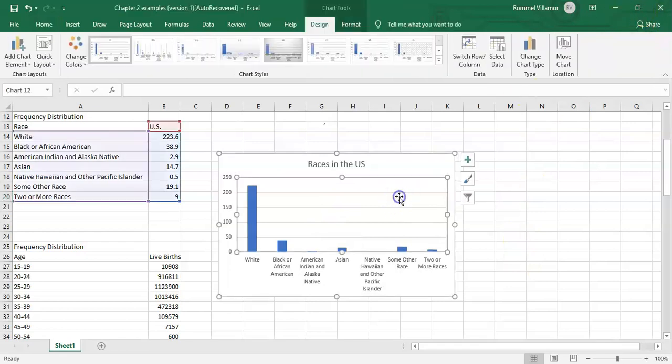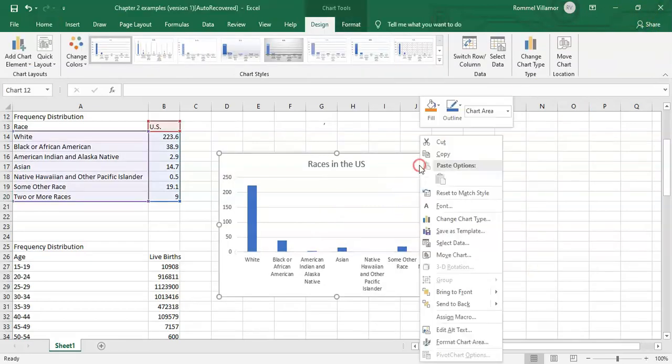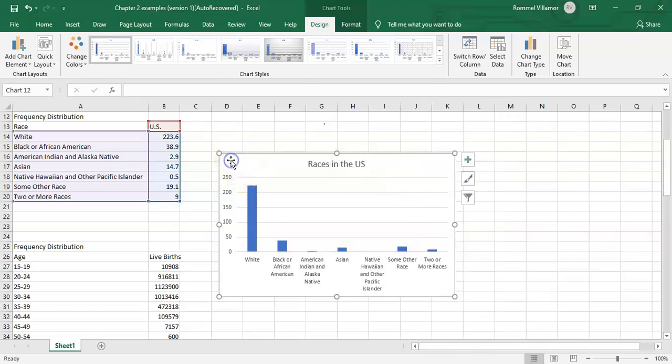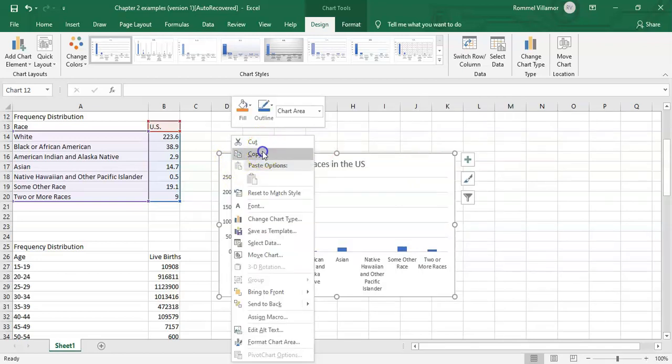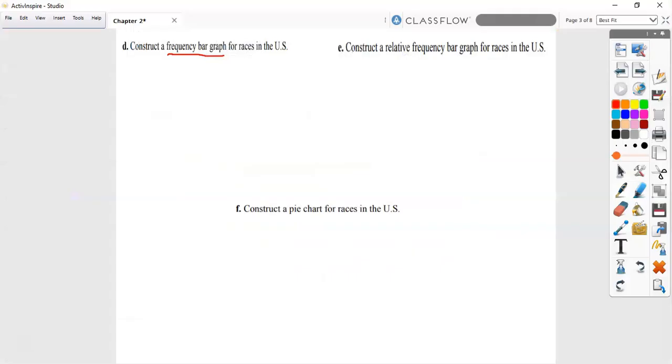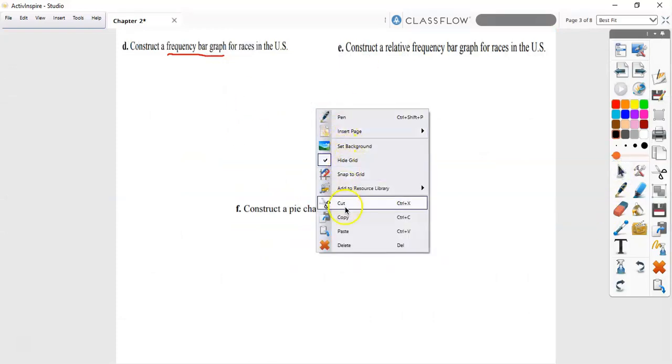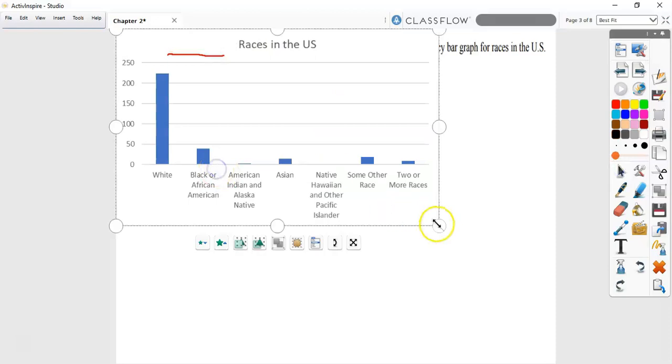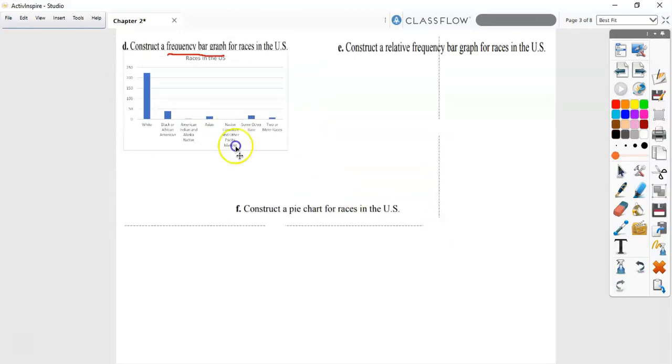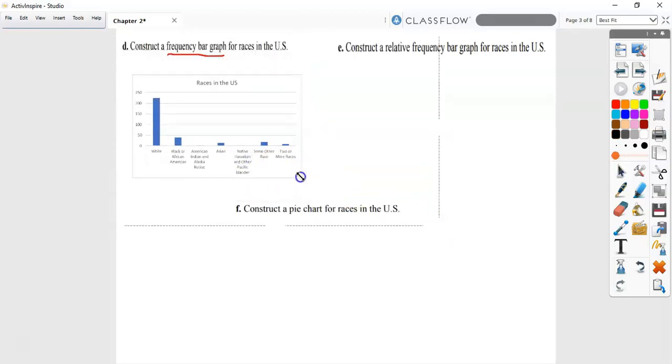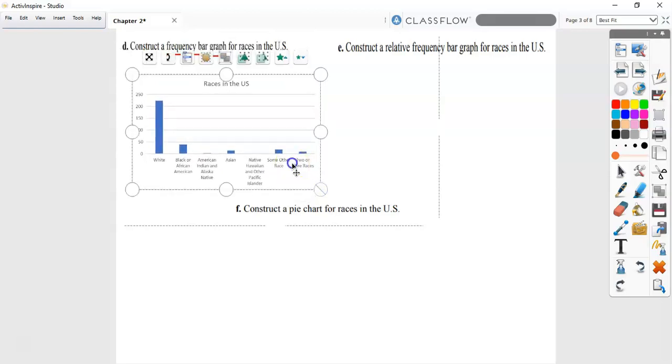If you want to copy it to our presentation, you can. Just highlight and then copy. And then let me see if that's going to work here. Paste it here. So there we go. This is our frequency bar graph. There you go.